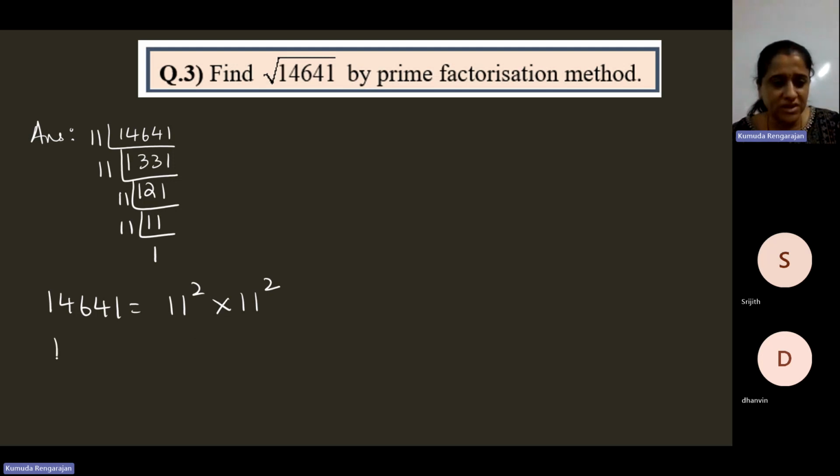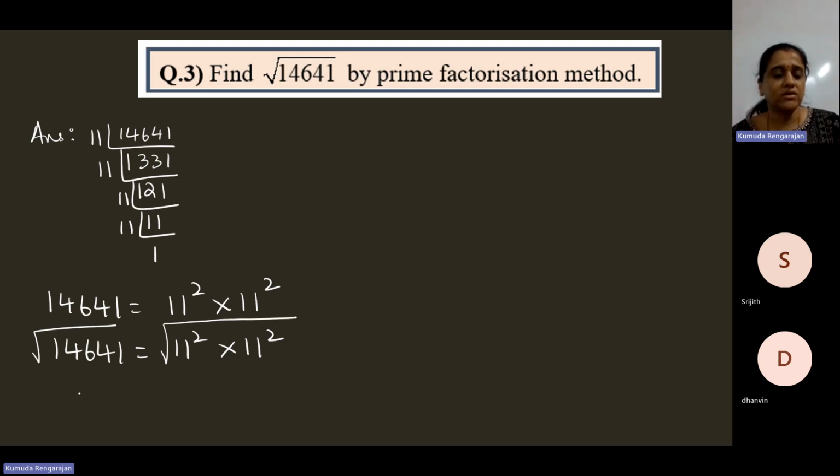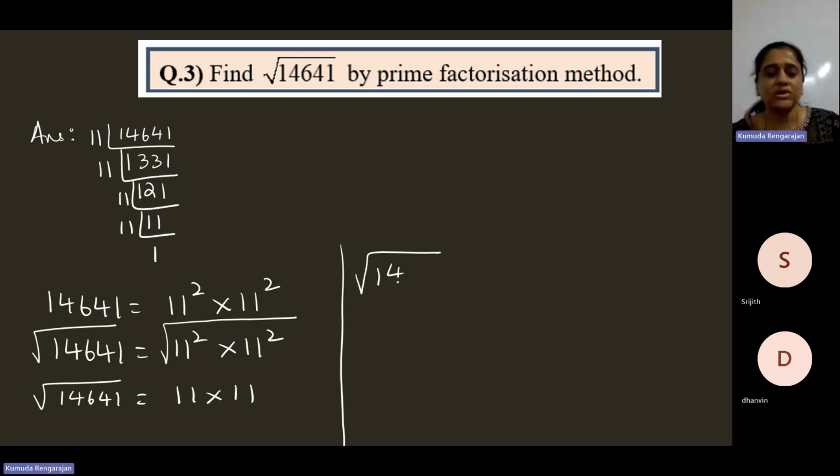Now you should repeat that step. Write that step again. And then what should you do? Take square root on both the sides. So now this will come as it is equal to 11 into 11. So the square root of 14,641 is equal to 11 into 11, which is 121. Very good. Steps must be exactly what is on the screen or on the board.